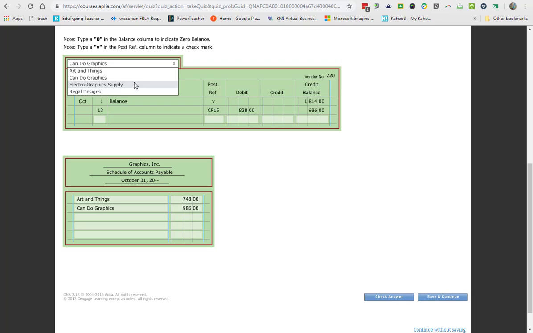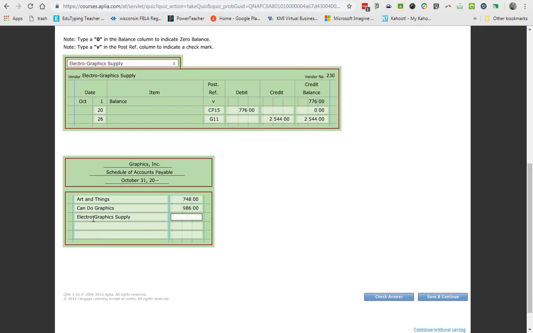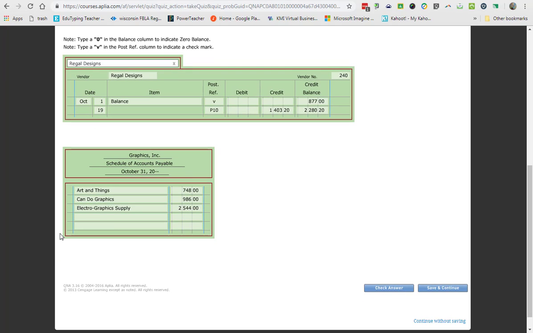Then I go to Electrographic Supply. It has a balance, so it goes on here, of $2,544. And then I go to Regal Design. It has a balance, and that has a balance of $2,280.20.